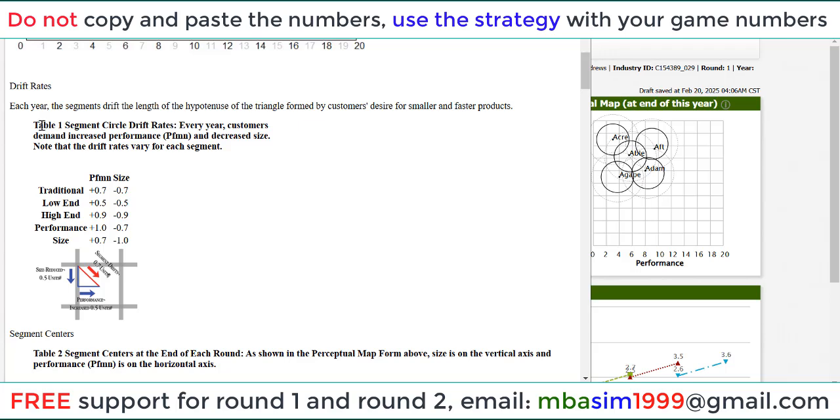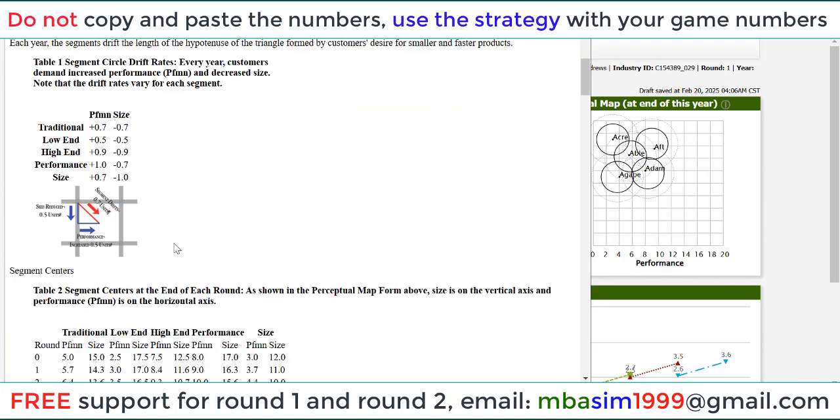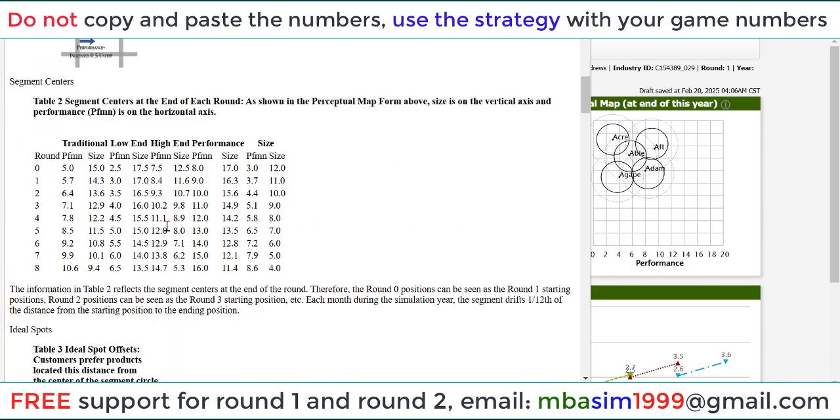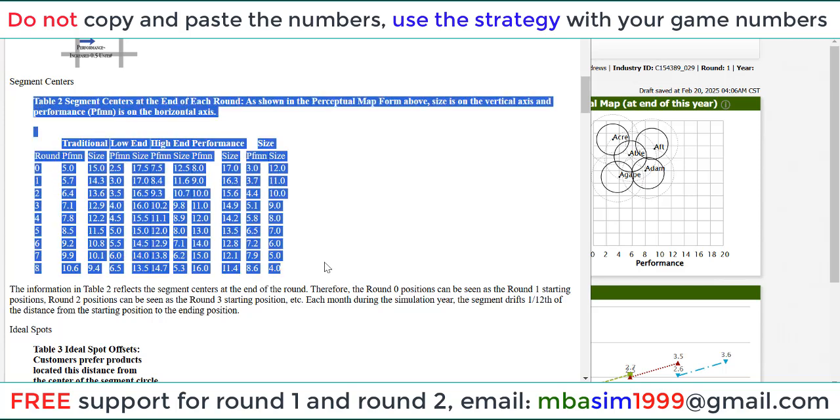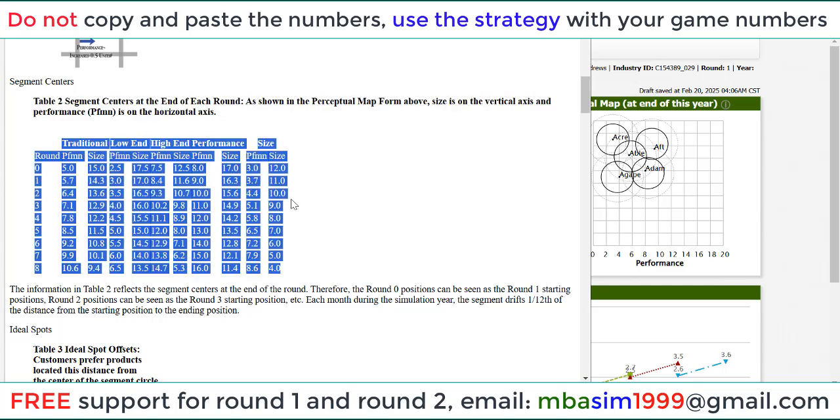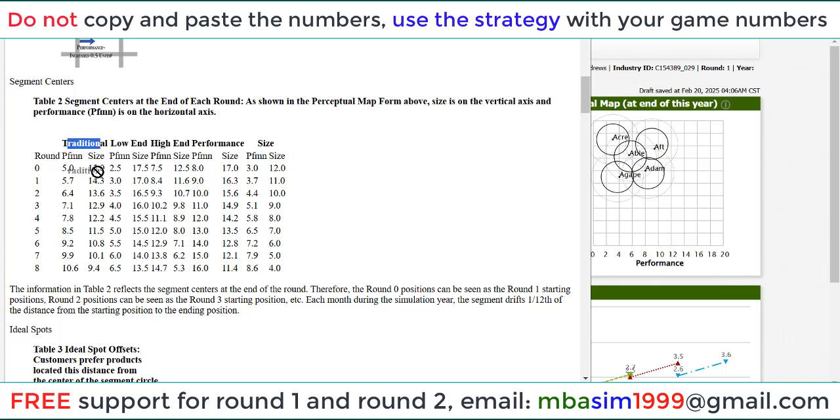You see that each round we have to update the product by using table 1 here. Increase performance and size for the 5 products in 5 segments: traditional, low end, high end, performance, and size. Each product increases and reduces differently, right? So we need to use the Excel file to calculate. We also have table 2 here, calculated for 8 rounds already for 5 segments.